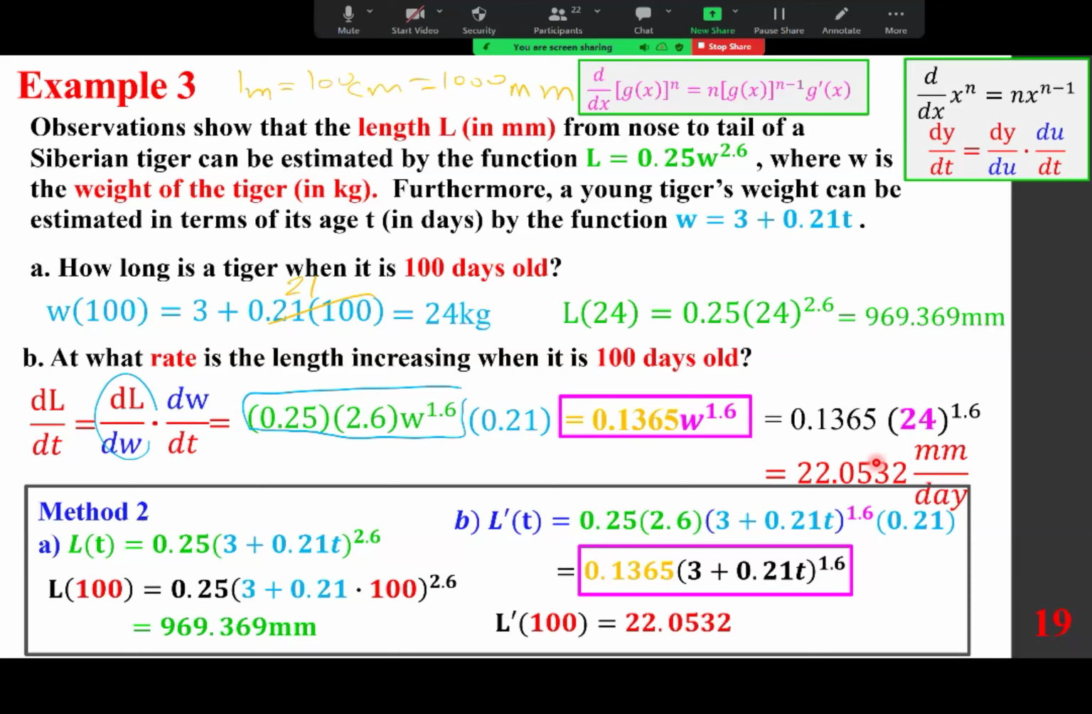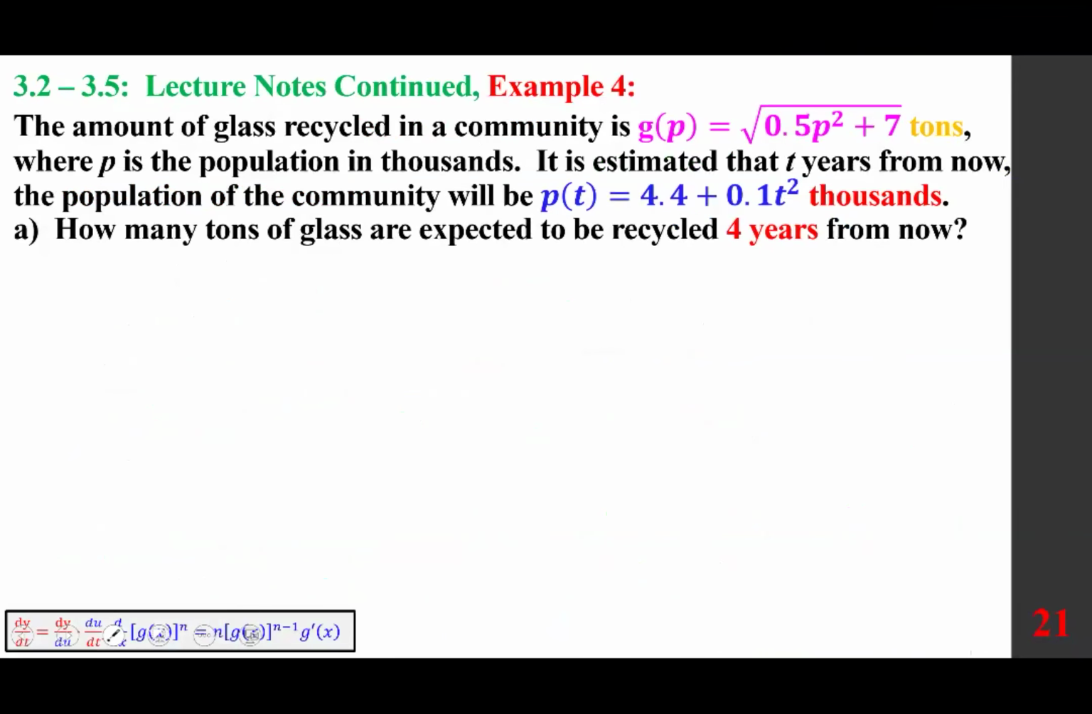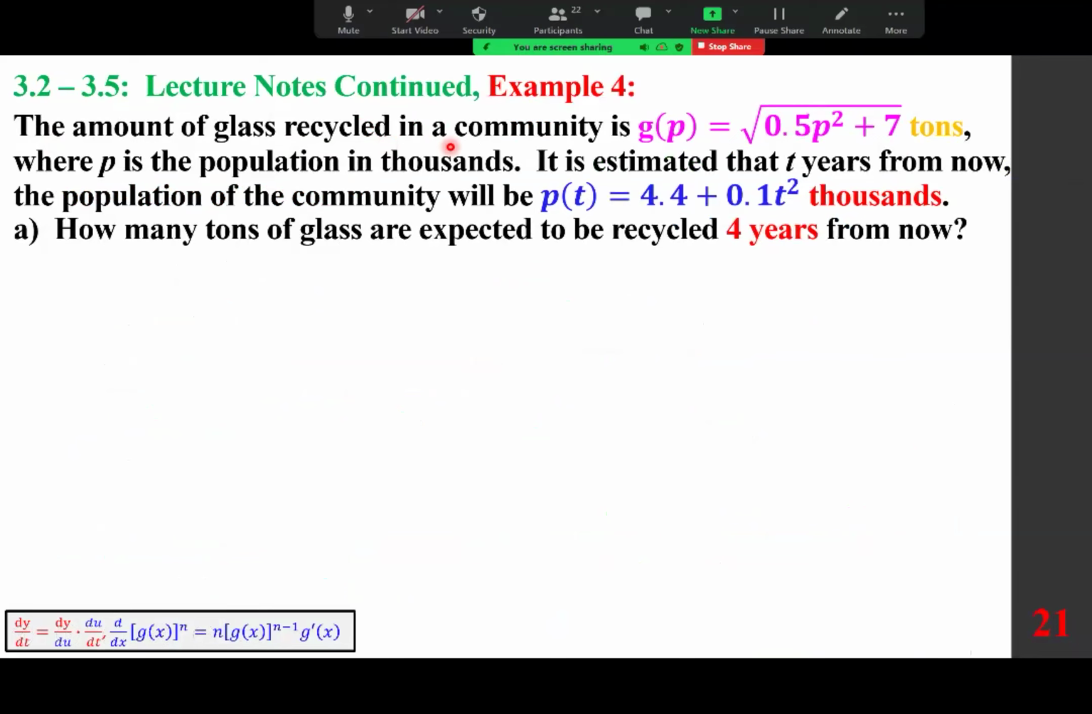So pretty straightforward. Example: the amount of glass recycled in a community is G of P equals the square root of 0.5 P squared plus 7 tons, where P is the population in thousands. It is estimated that T years from now, the population of the community will be P of T equals 4.4 plus 0.1 T squared thousand. How many tons of glass are expected to be recycled 4 years from now?